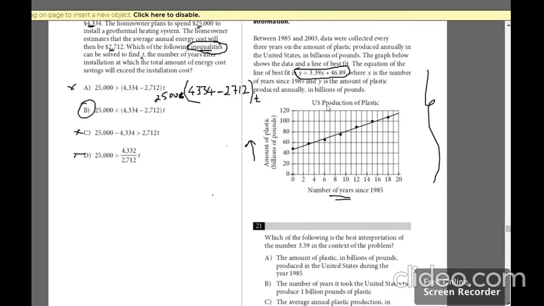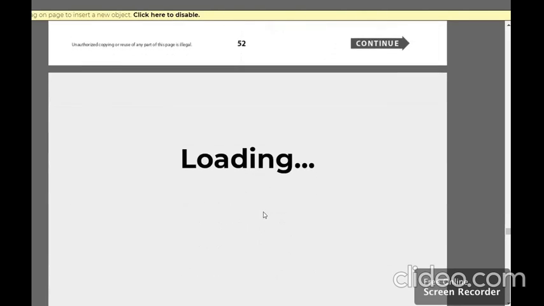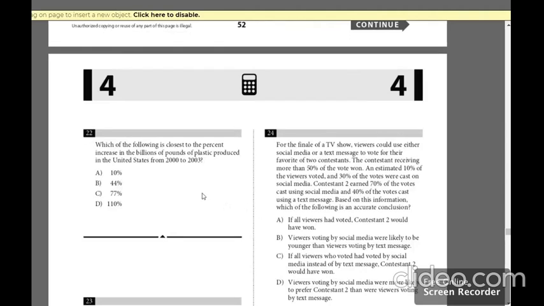So what do we have? They're asking us to represent the interpretation of 3.39. As I can say, this is the constant number which is increasing throughout the number of years from 1985 to 2000. So the amount of plastics, no. The average annual increase, yes, it's correct. Billions of pounds of plastic produced per year from 1985 to 2003. That's the correct answer.